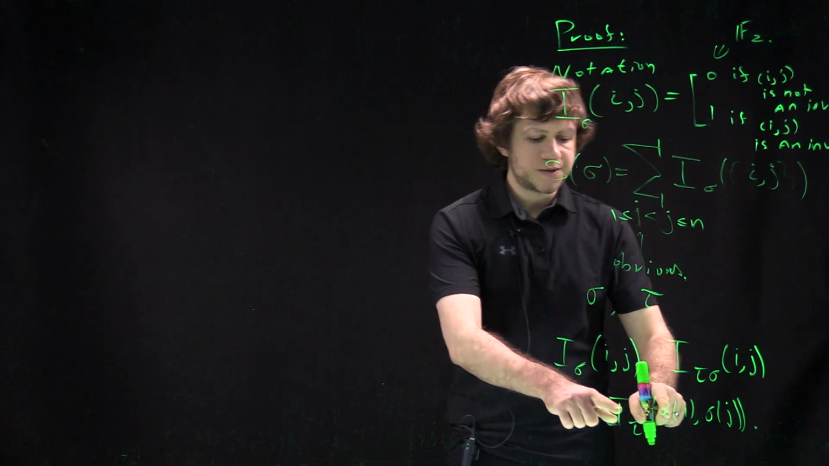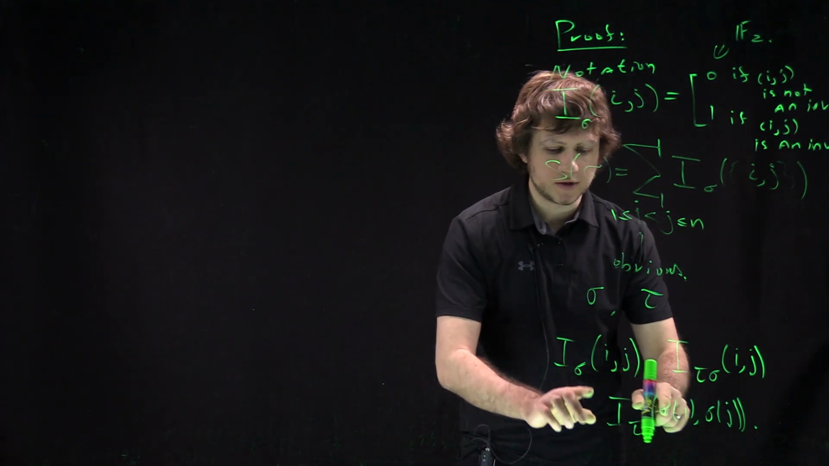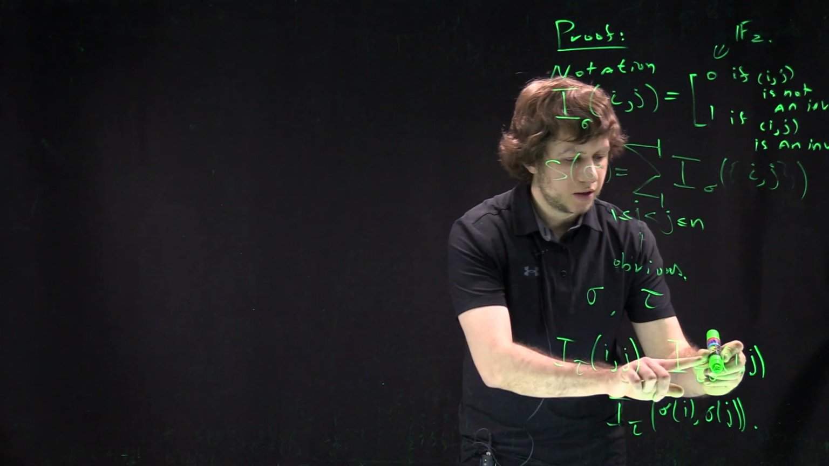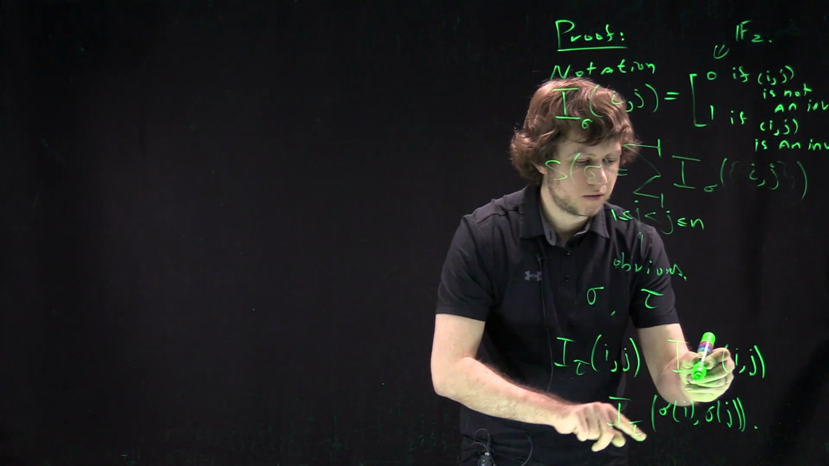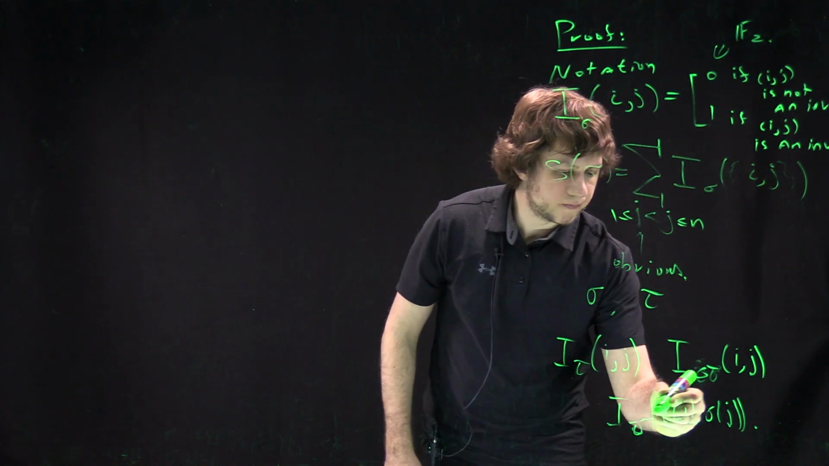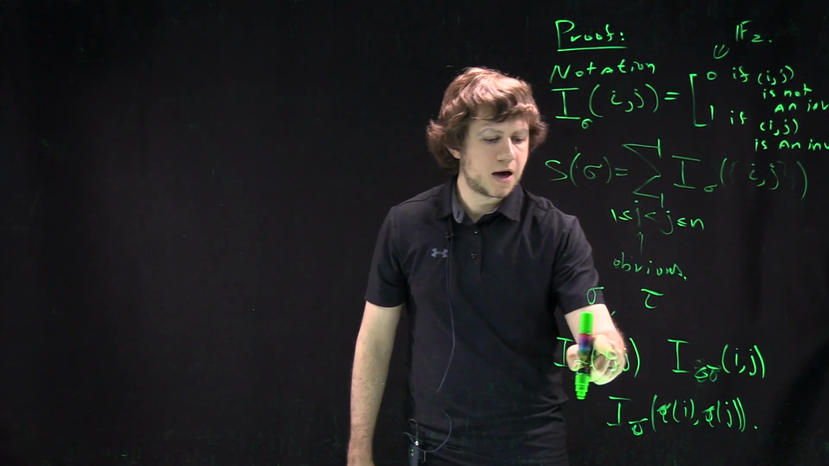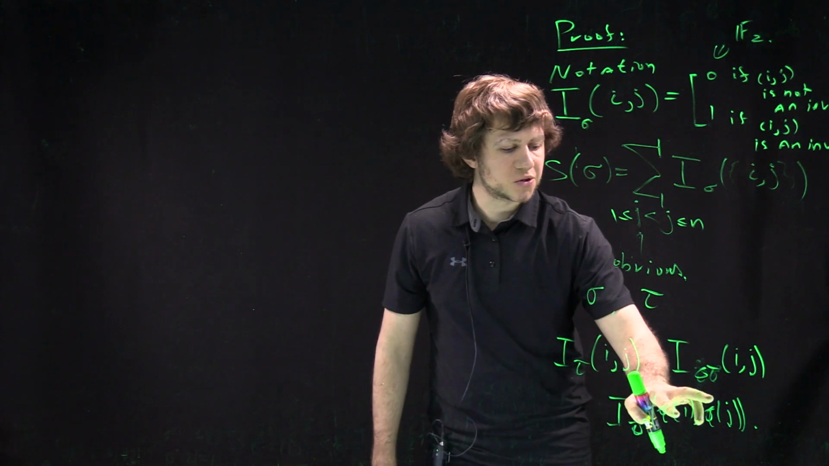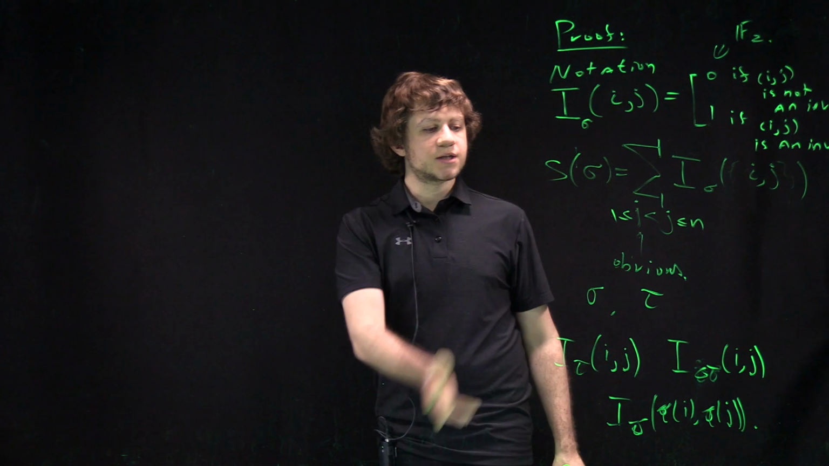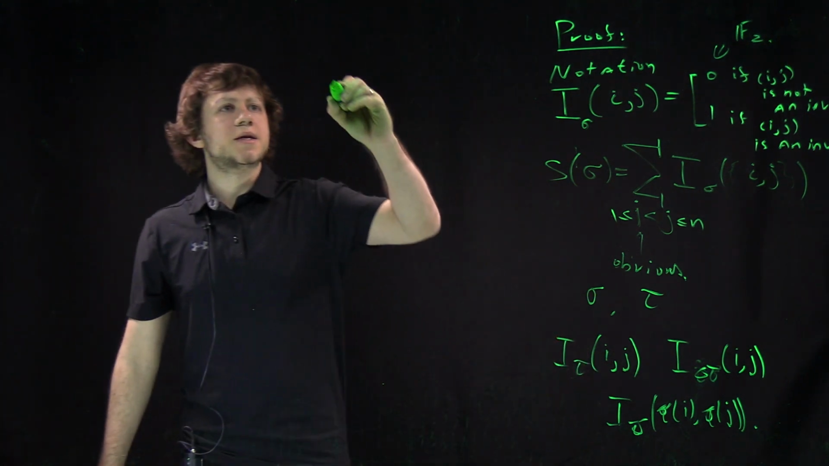So this tells me what tau does with sigma of i instead. Sorry, let me exchange tau and sigma here. I don't like that. So this will be tau, this will be sigma tau, and this will be sigma, and this will be tau. So what tau does to ij, what sigma does to tau of i, tau of j, what sigma tau does with ij. And the question is how they are related. And here is the lemma.